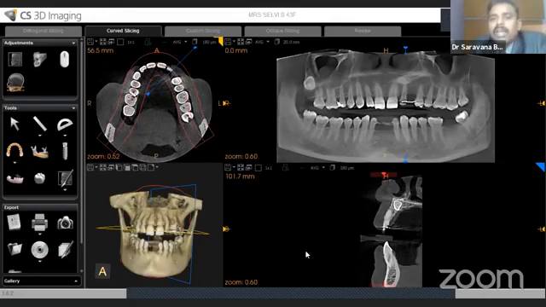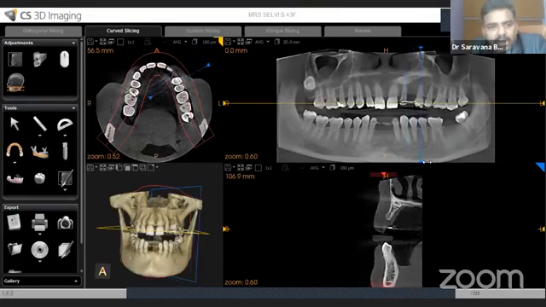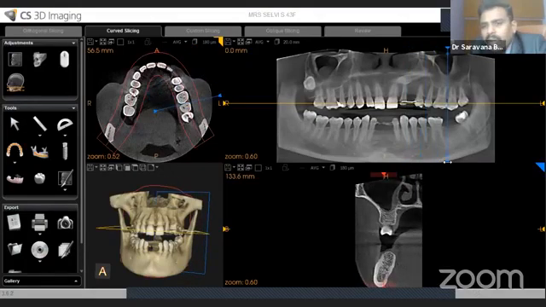For example, if I want to go for implant planning in the tooth number 37 region here, I just move this blue color dot to this area, that is the tooth number 37 region. Okay, I just kept it in the center of the 37 region.